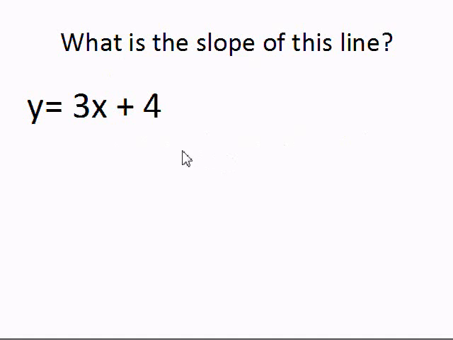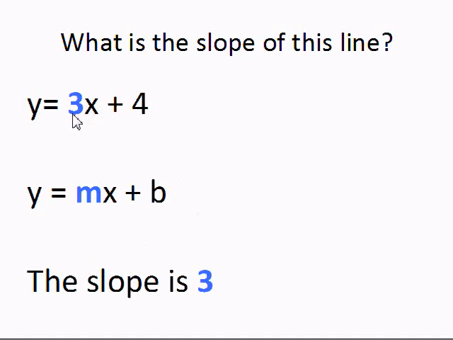So let's take a look at an example. Y is equal to 3x plus 4. What is the slope of this line? Well, to find the slope of the line, all we need to do is find the coefficient of x. 3 is the coefficient of x. So our slope of our line is going to be 3 because it's 3 times x plus 4. So m is 3 and the slope is 3.